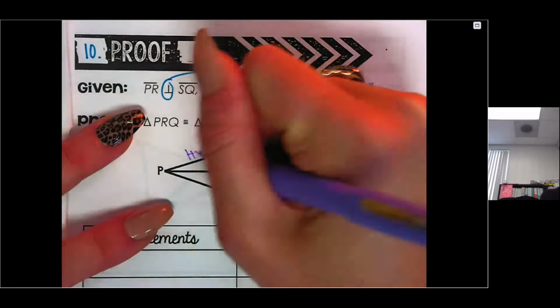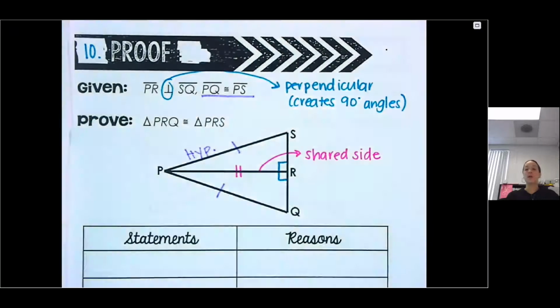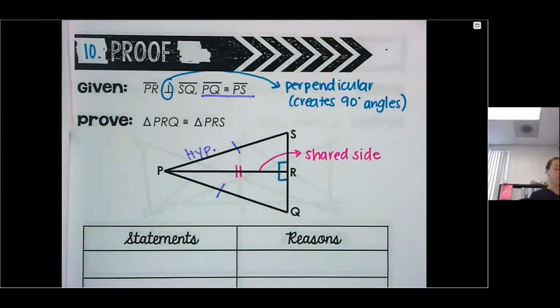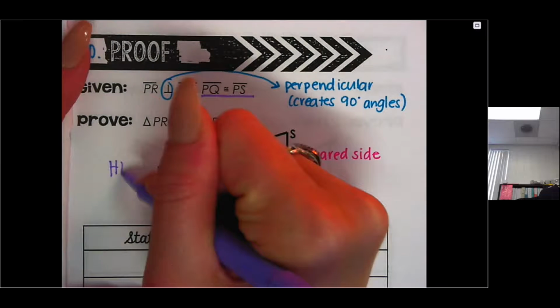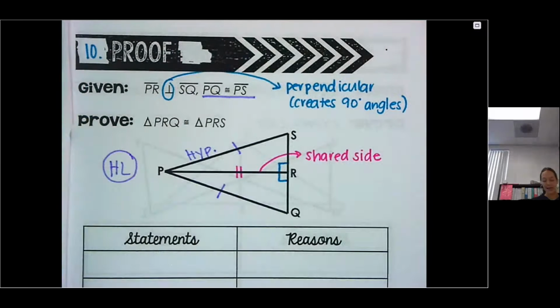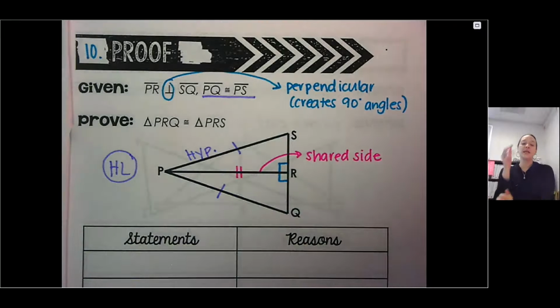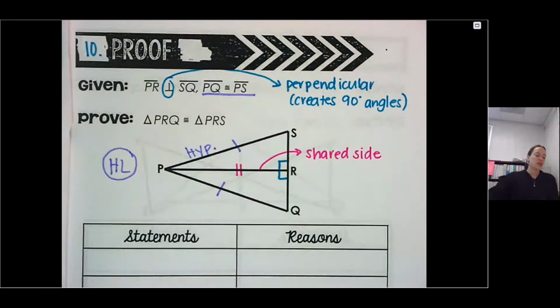Maybe you should label that side as your hypotenuse. So we've got that side marked, which means we will use hypotenuse leg in this theorem. Okay, so now we've got all the information. Now it's just a matter of taking all that information and putting it into my statements and my reasons. So who can raise their hand and give me the first statement and reason? Easy peasy. What's the first one?